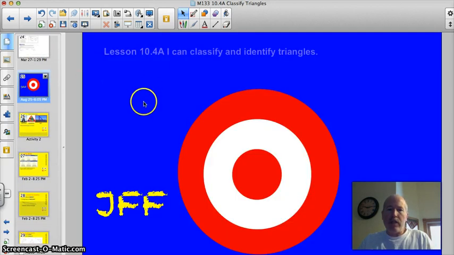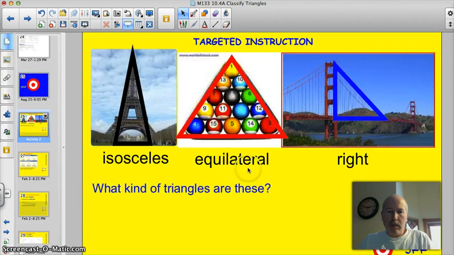Alright, the official target for tonight is lesson 10.4a. I can classify and identify triangles. Let's do this thing. What kind of triangles are these? If you take a look at behind this triangle, you'll see the Eiffel Tower. That's like an isosceles triangle. This triangle here is an equilateral triangle. This triangle I made out of the Golden Gate Bridge is a right triangle.